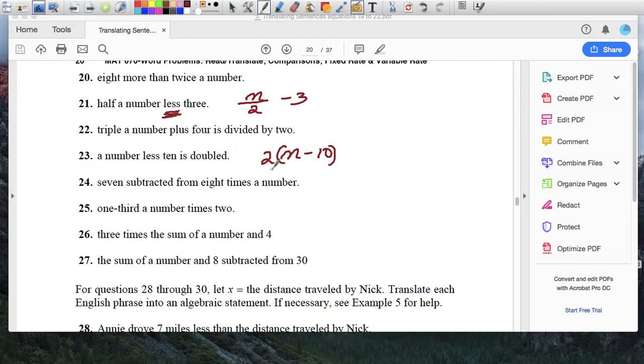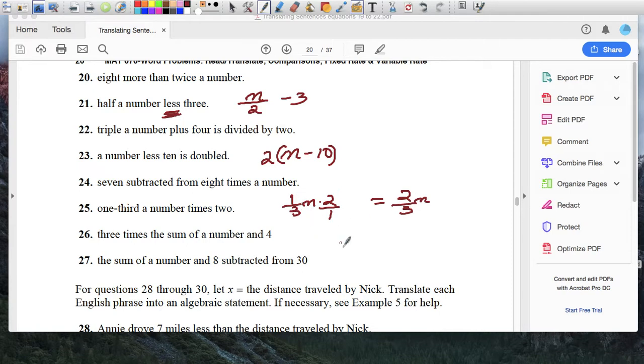25, 1/3 of a number times 2. So you can write 1/3 like this over n times 2, which if you end up multiplying, you can put this over 1. Let's multiply the numerators. 1 times 2 is 2, 3 times 1 is 3, and the n, so it becomes 2/3 of a number.